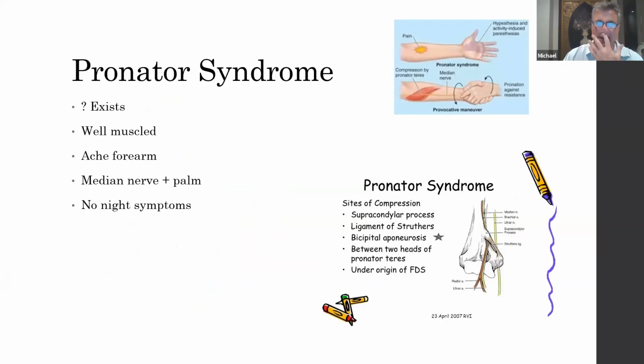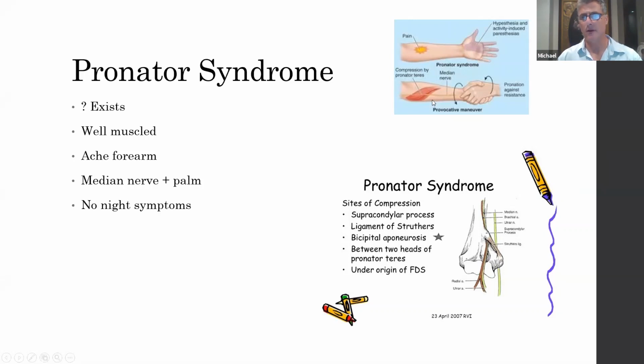Then it dives underneath between the two heads of pronator, underneath the edge of FDS. So there's a big question whether pronator syndrome really exists. As you can see from this drawing, they have more proximal forearm volar pain, and if they are going to get paresthesia, it's after activity such as pronating and supinating forcefully, like screwdriving. And because the palmar cutaneous nerve is involved, they get involvement of the palm as well, as opposed to just the fingers in carpal tunnel syndrome.